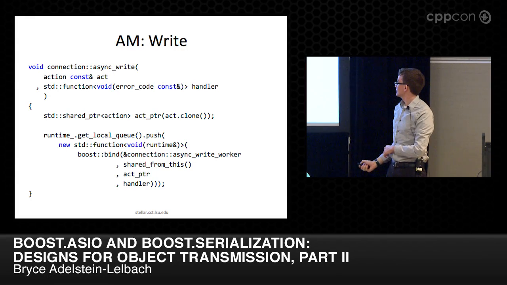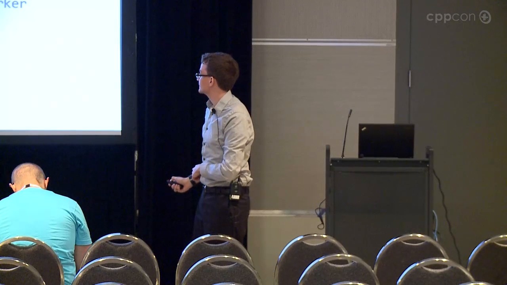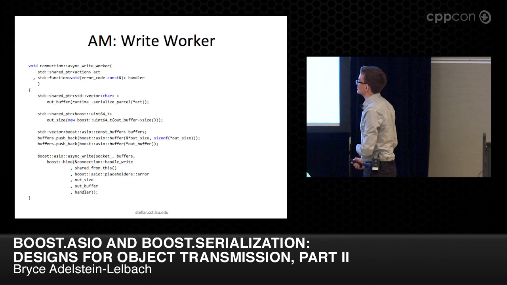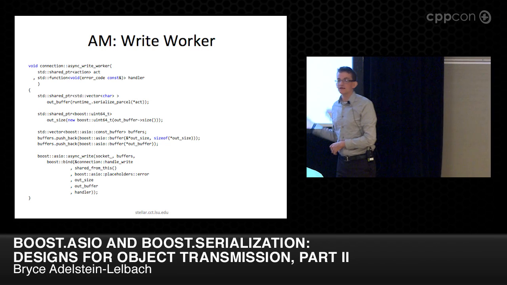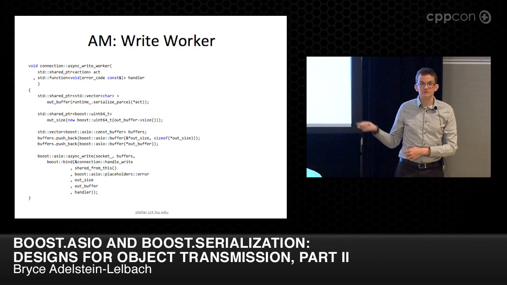So we're going to put it in here. Again, we're doing the shared from this, and we've got this action pointer. It's another shared pointer. Here's the async write worker. So we're going to create this shared pointer for the output buffer. We need a shared pointer for the out size. Now that seems a little silly because it's small, but again, we've got to keep this thing alive. We don't actually have it in the data structure here. We're just passing this along.